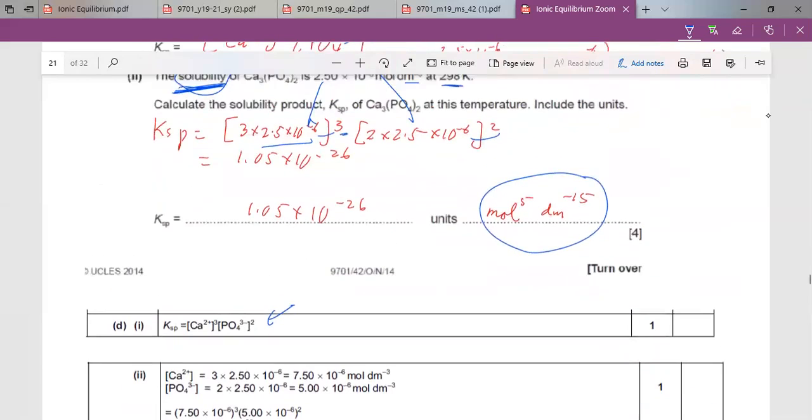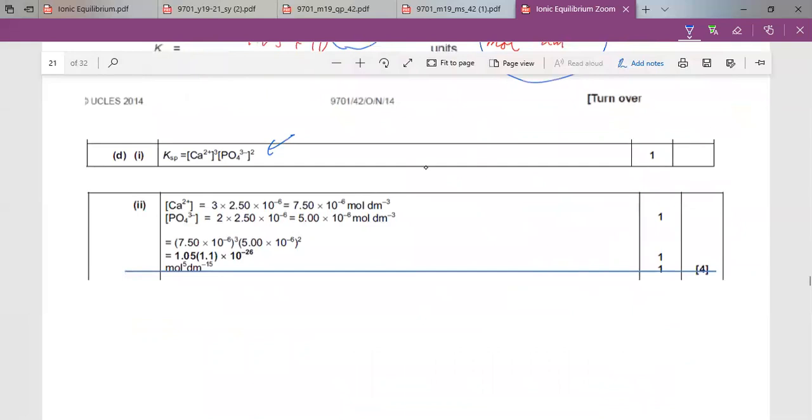Okay, correct. Remember, this is 26, plus dm cube, right? Right now, it's 6 and 6 and 6 and 9, okay, 15. So you can see it's quite simple.